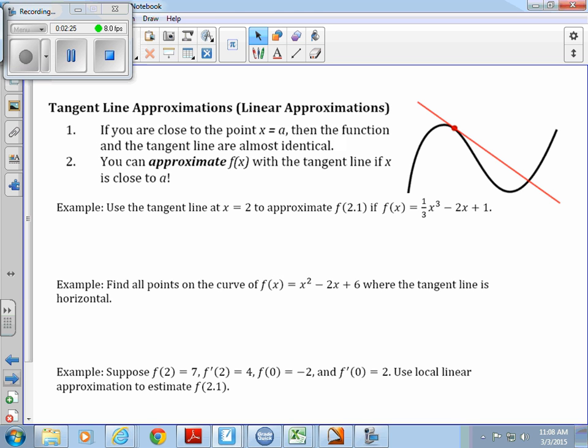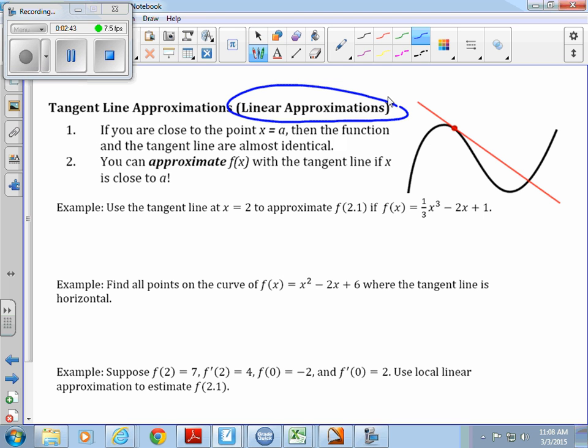One new item for today. Tangent line approximations. We haven't actually done a lesson on tangent lines. You are pretty good at them. But there's a word you need to know, and it's called a linear approximation. If you read the word linear approximation, in your head, change it to tangent line.